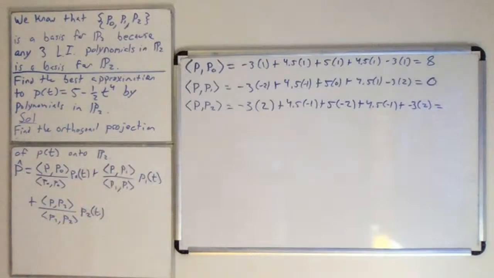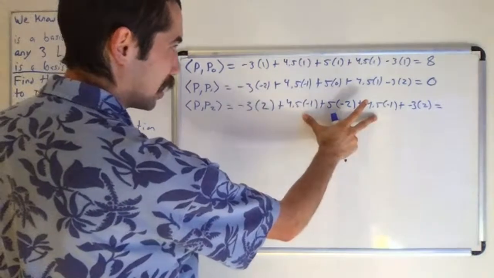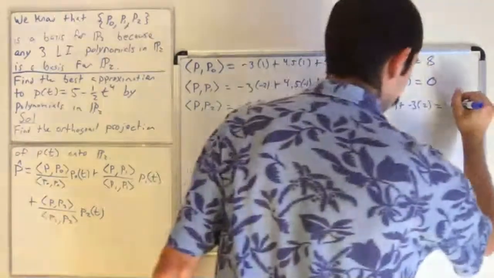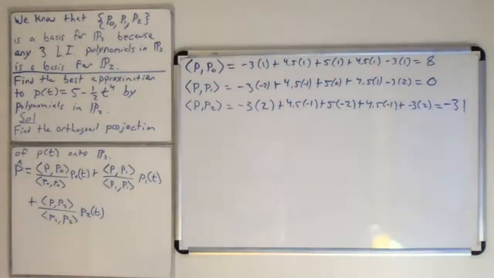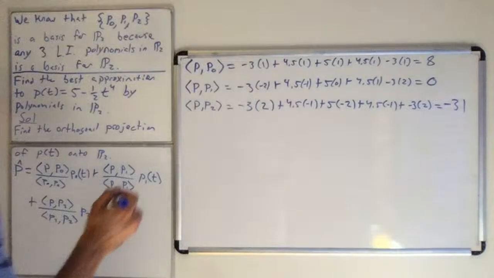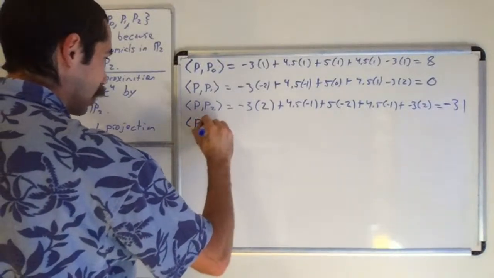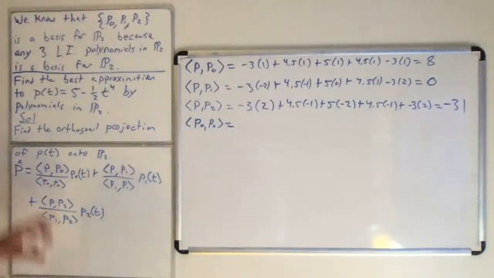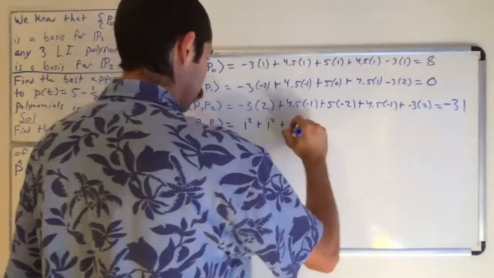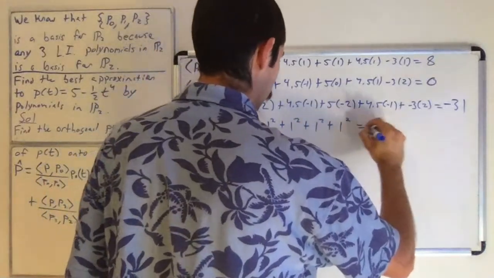All right, when you work all this out, you get, let's see, -6 minus 9, -31. Is that true? Yeah. So -12 minus 9 minus 10. Okay, so now we have to compute P0 times itself, because that just gave us the numerators here. We also have to compute the denominators. P0 times itself is just 1 squared plus 1 squared plus 1 squared plus 1 squared plus 1 squared, which is equal to 5.